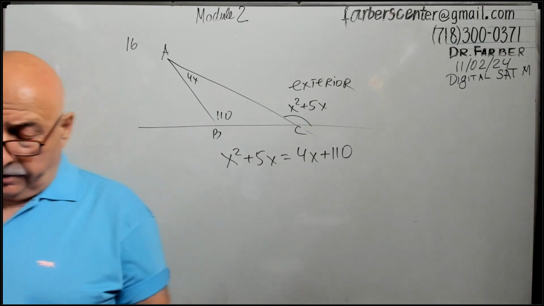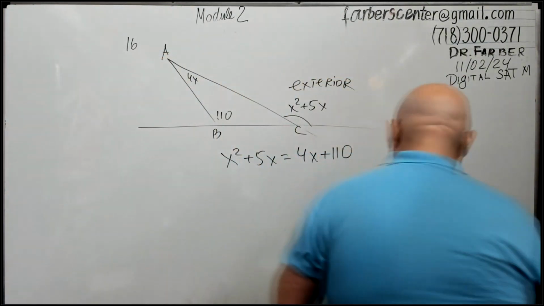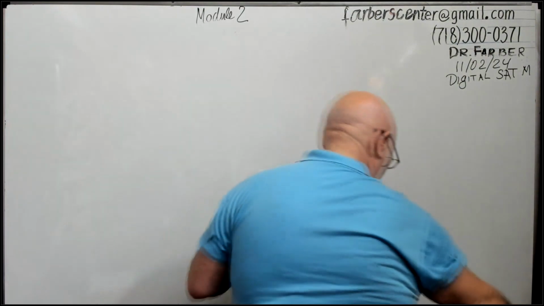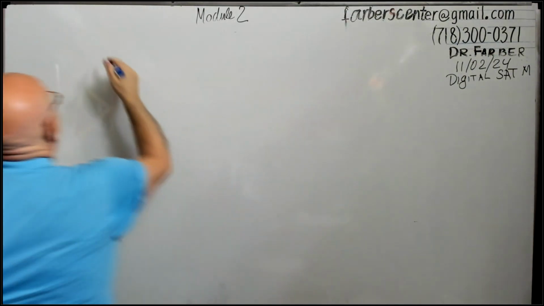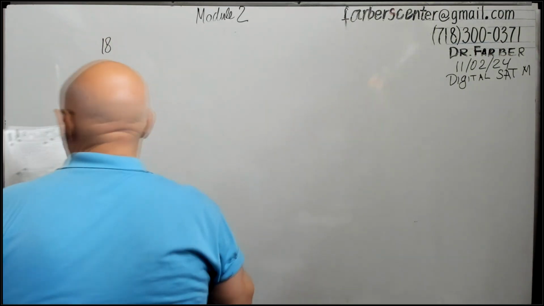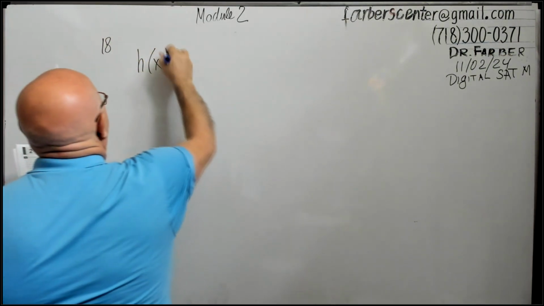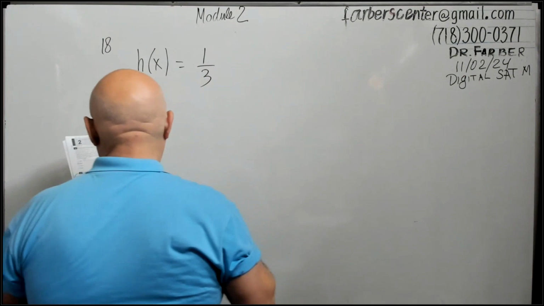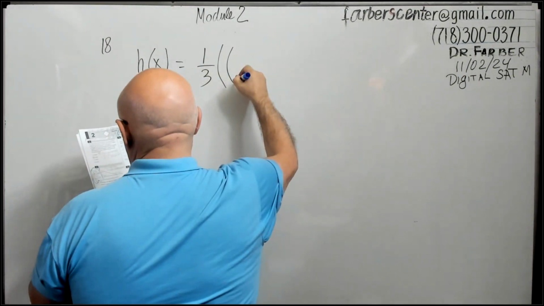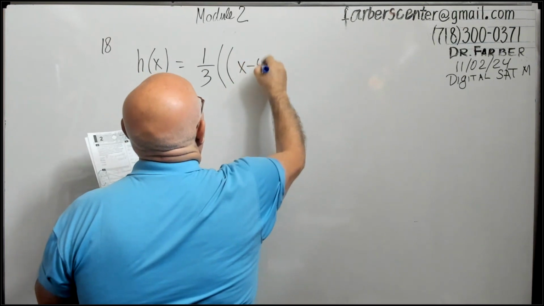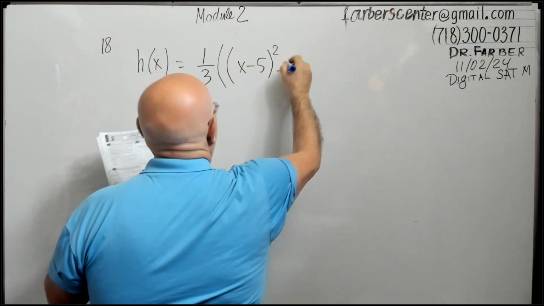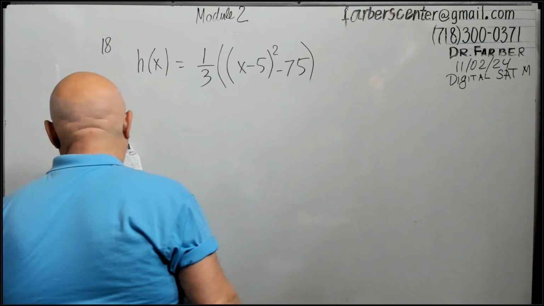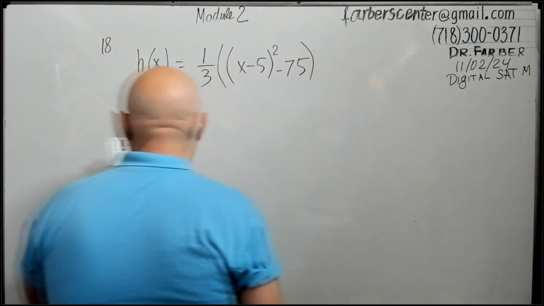Okay, next is 18. In 18, you have function h of x equals 1 over 3, open parentheses, x minus 5 to the second power, minus 75, close parentheses. For what value of x does it reach its minimum?